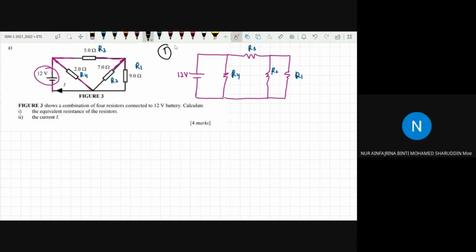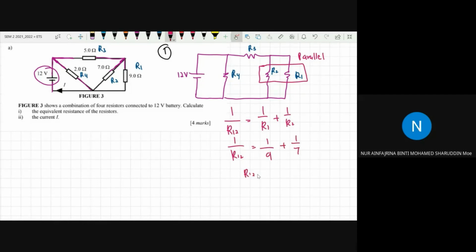Okay, so Miss nak tanya, R1 dengan R2 ini parallel ke series? Anyone? Parallel. So bila parallel, apakah formula untuk cari dia? Resistance dia kalau parallel, 1 over ataupun tambah sahaja? 1 over R. Very good. So 1 over R1, R1 kita adalah 9. R2 kita adalah 7. So you akan dapat 3.94 ohm. Okay, lepas tu macam Miss cakap, draw je balik.